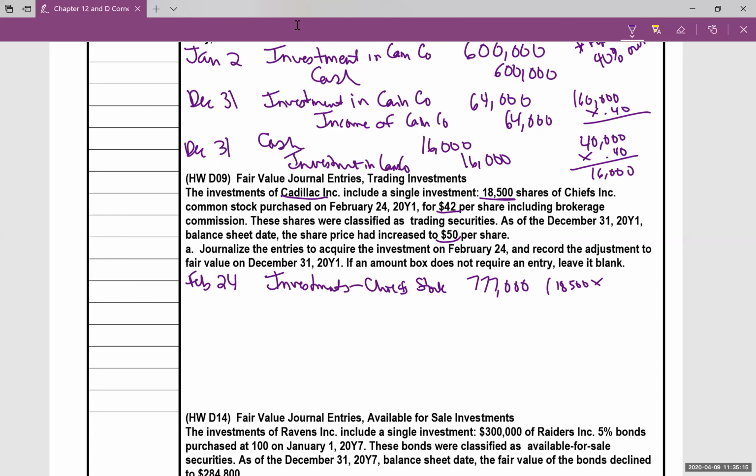18,500 shares, and they paid the $42. And how did they acquire that? They used their cash, $777,000. Okay, now they have the stock. Time goes by. It's all the way to the end of the year. It's December 31st. You have to do this for trading securities. You have to evaluate at the end of the year, even though you're not cashing it in, like what's the value of it?